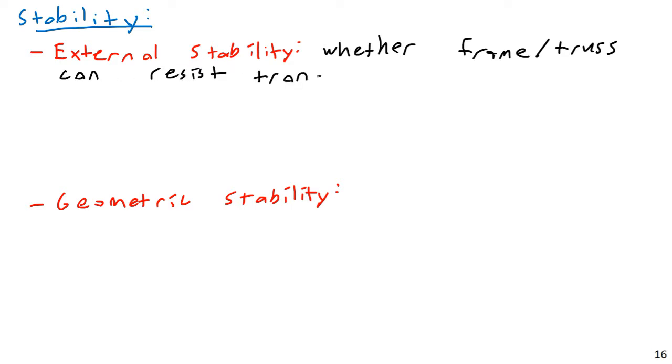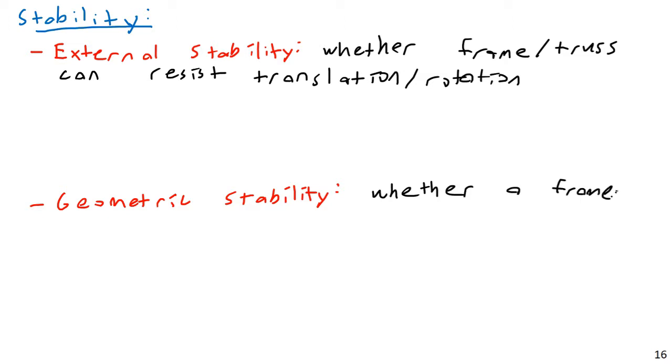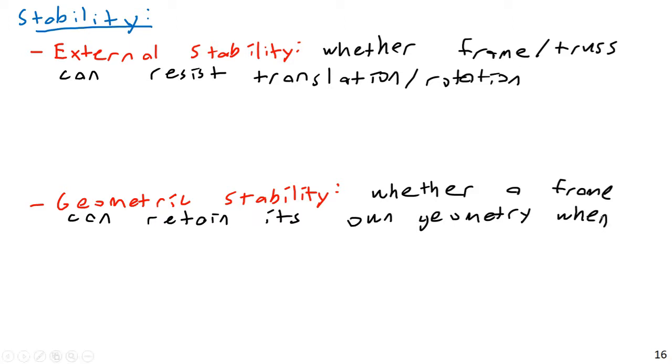So this is a bit of a review from the previous portion. Translation/rotation. And geometric stability is whether a frame can retain its own geometry when under loading. Well, actually I should say whether a frame can retain its own geometry when removed from its supports.